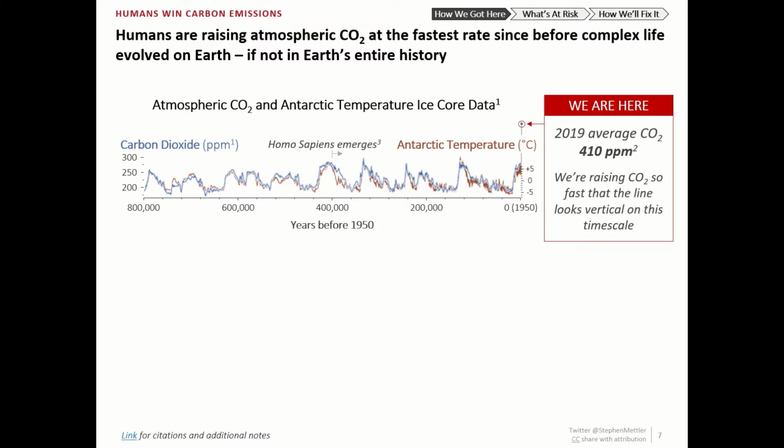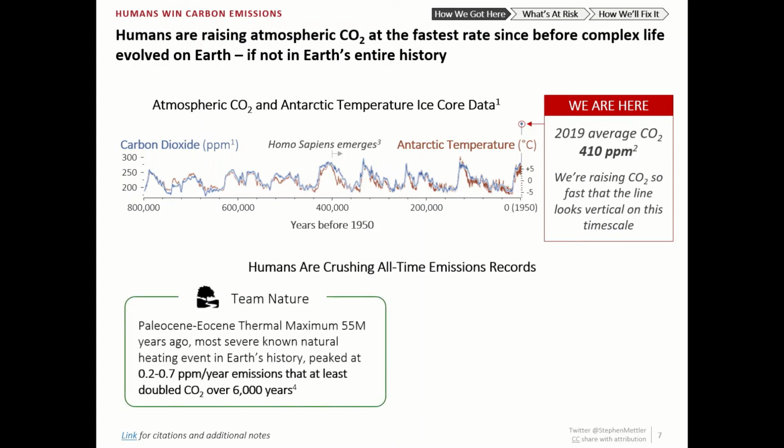And there's another way that I like to look at this, in terms of who is winning the race for all-time carbon dioxide emissions records: Team Human versus Team Nature. Now, first up, Team Nature. Let's look at what nature can bring to the table. Looking for the most extreme known natural heating event in Earth's history points us to the Paleocene-Eocene thermal maximum, about 55 million years ago. Scary name for an event that must have been terrifying for anything living on Earth at the time. There are debates over how exactly this worked.